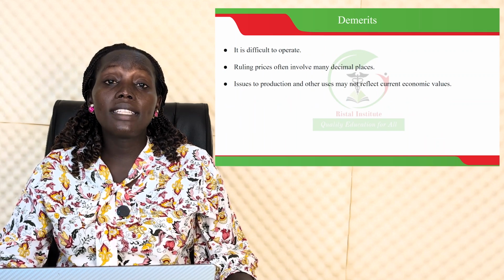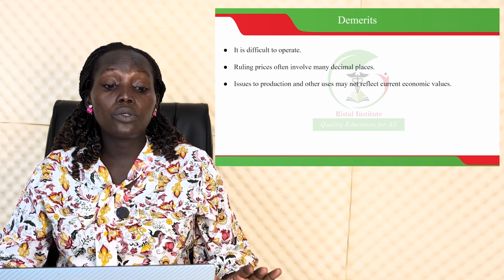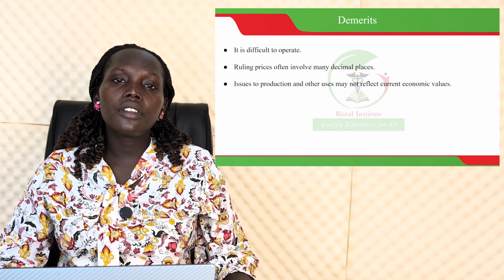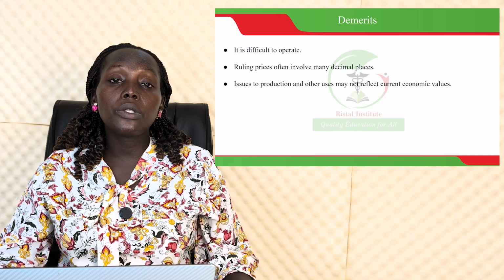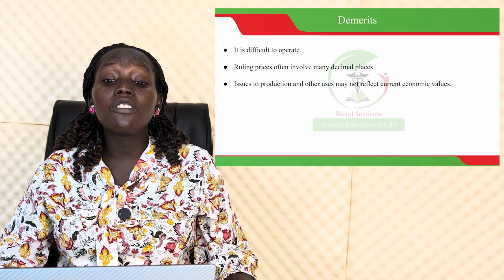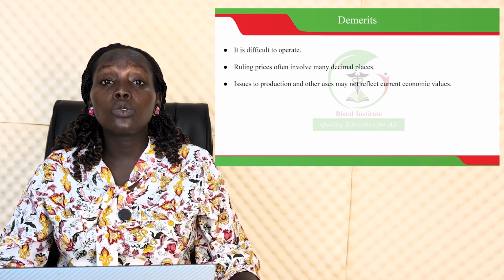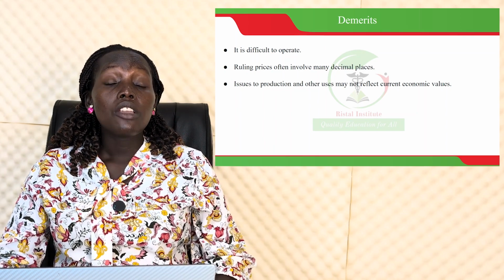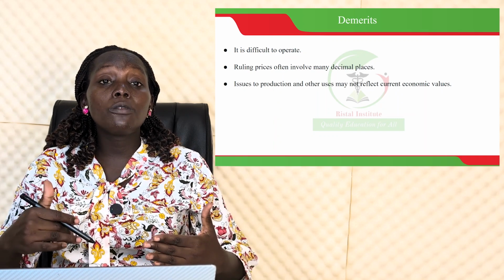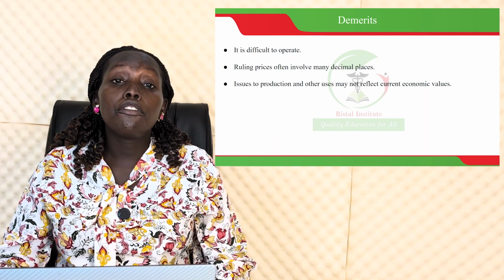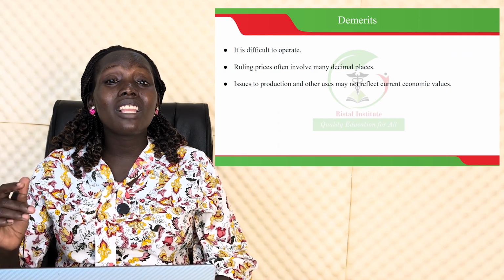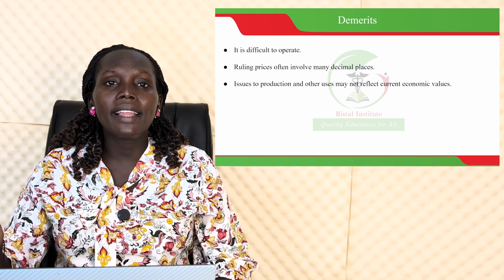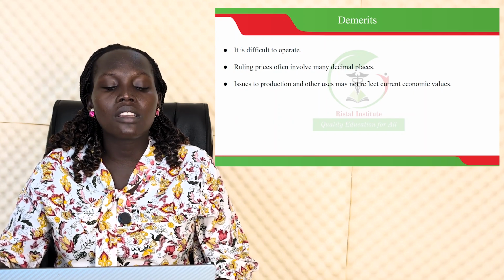So let's look at the demerits of using this method. We see that it is very difficult to operate. And then the ruling price often involves many decimal places, which cannot give you an accurate answer. When these decimal places are very many, it may not give you the accurate answer, since you are going to round off. So when you round off and multiply again, it will not give you the exact figure.